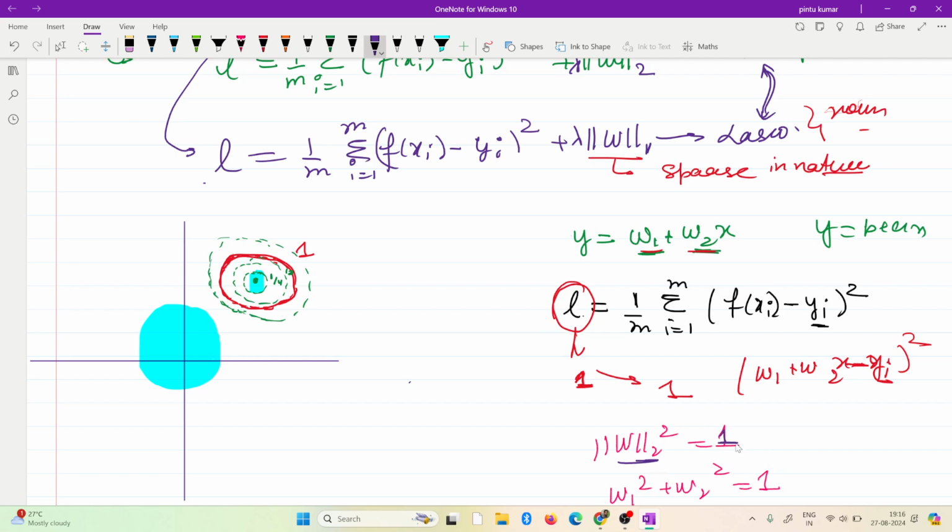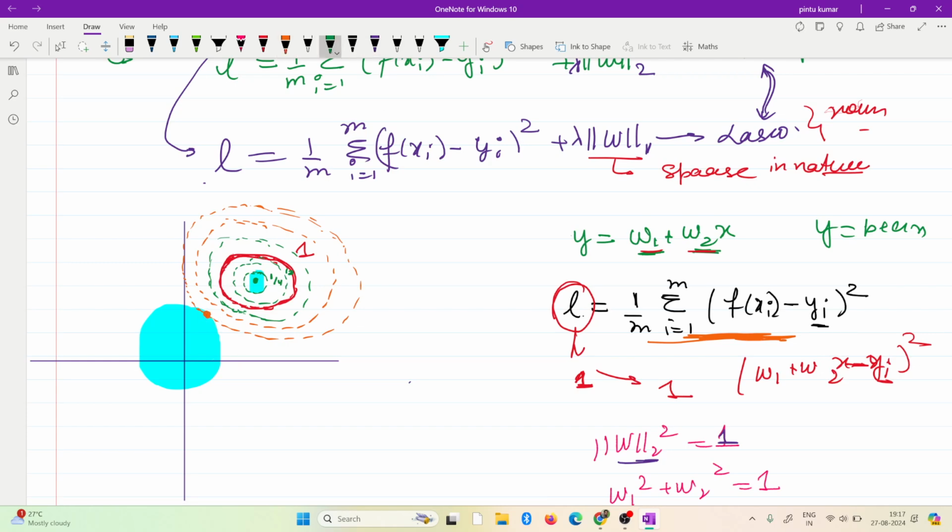So let's say you want your W norm to be 1 or lesser than 1. Then you are allowed to search only within this space. So what you do is you keep on increasing your loss. I'm growing these circles bigger. That means I'm allowing my loss, by loss I mean this value, to be large so that I can be within this region. So what is the least value of loss so that I can be within this region, and my loss is also minimum? You can see that we have intersected at this point.